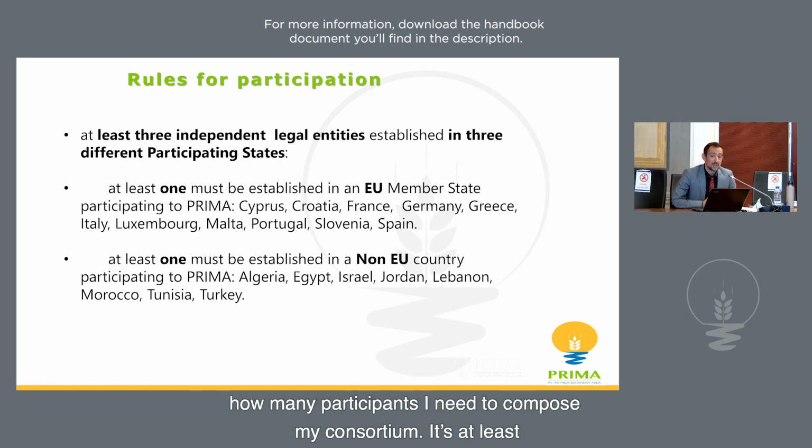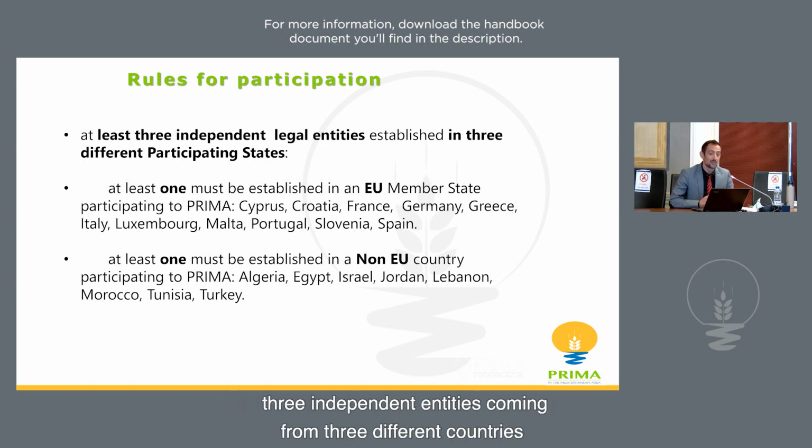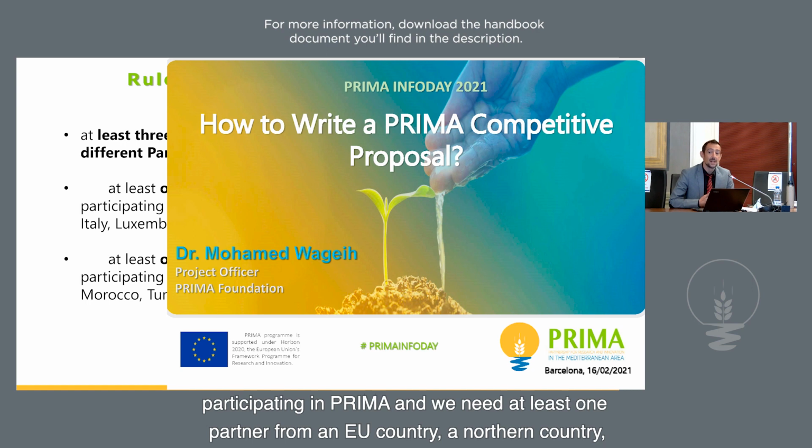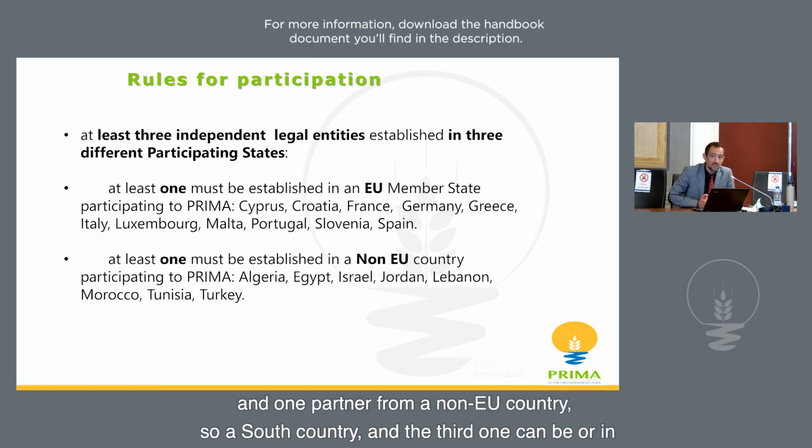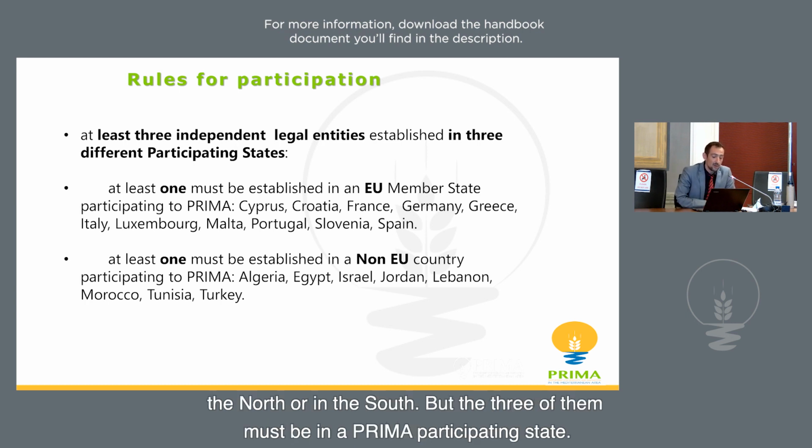How many participants do I need to compose my consortium? It's at least 3 independent entities coming from 3 different countries participating in PRIMA. And we need at least 1 partner from an EU country, a northern country, and 1 partner from a non-EU country, so a south country. And the third one can be in the north or in the south. But the 3 of them must be in a PRIMA participating state.